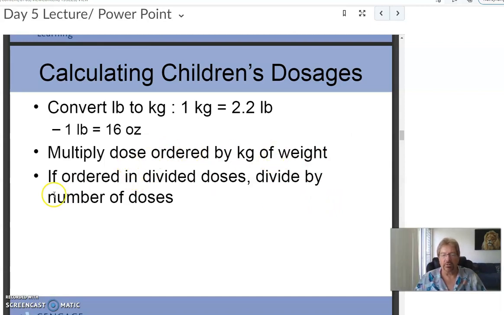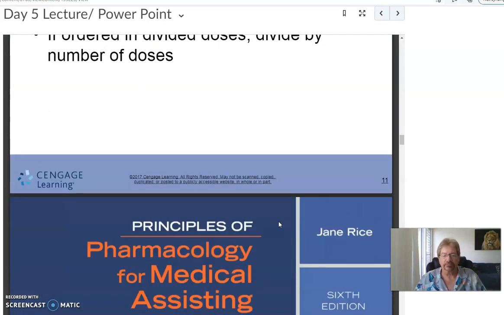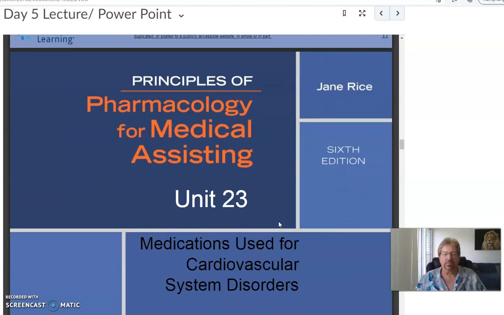Multiply the dose ordered by kilogram weight. If ordered in divided dosage, divide by the number of dosages. And that's it, guys. Now, there's some in there that's a little more complicated, but not a whole lot.